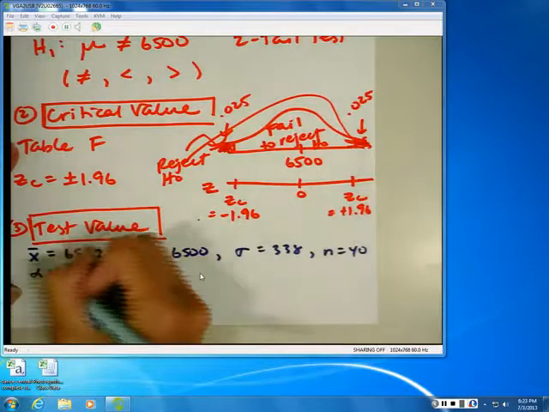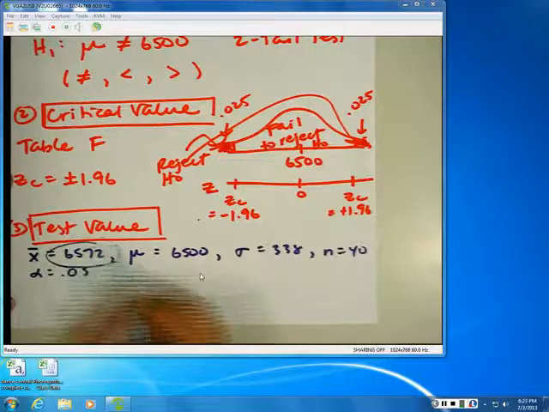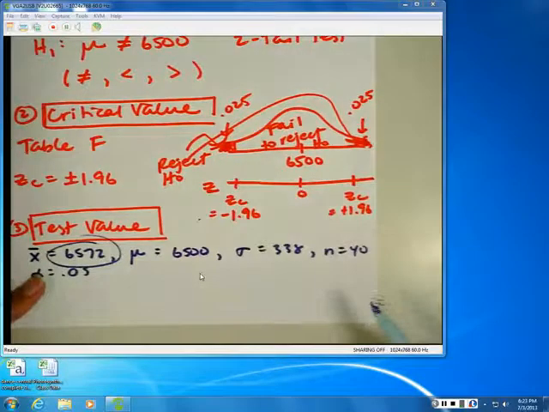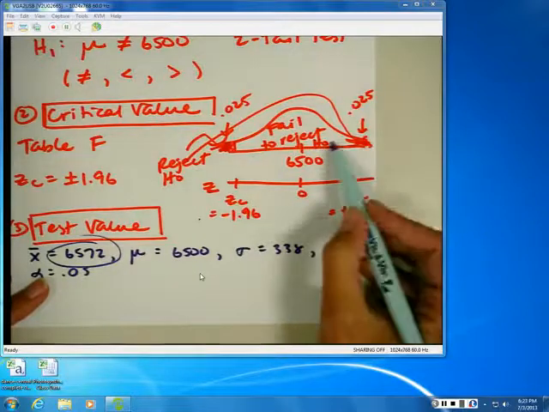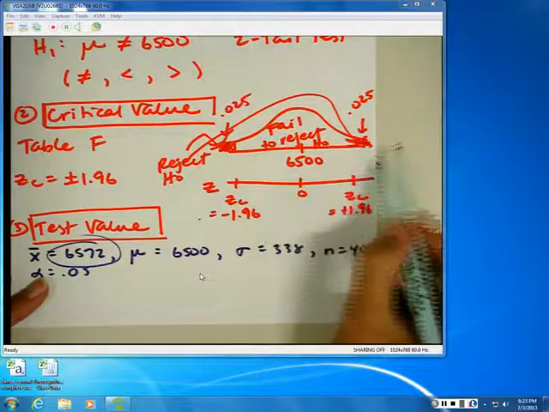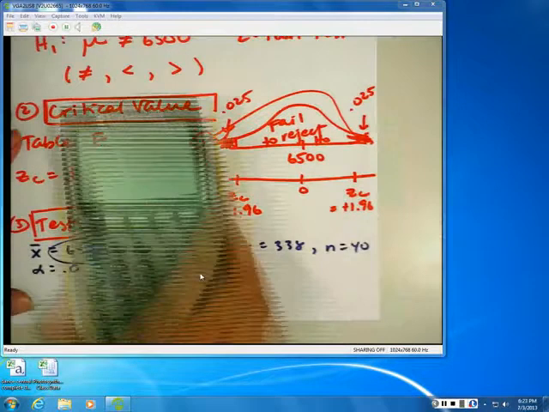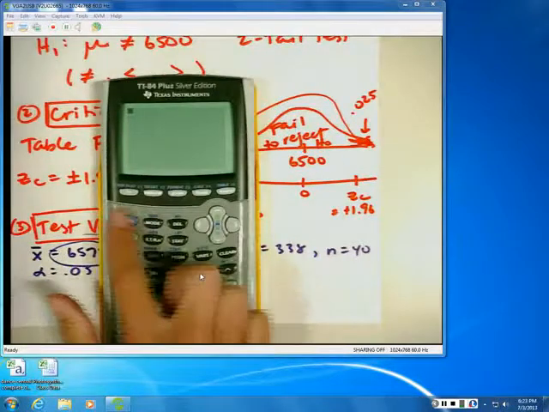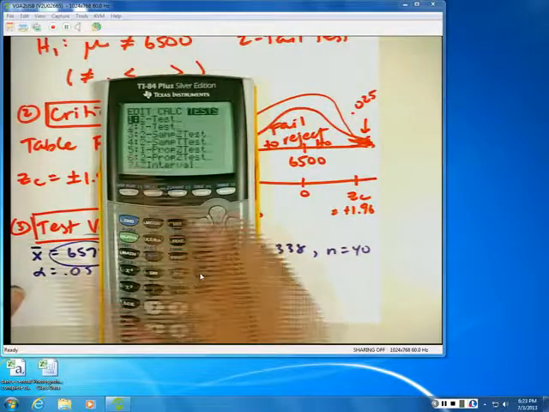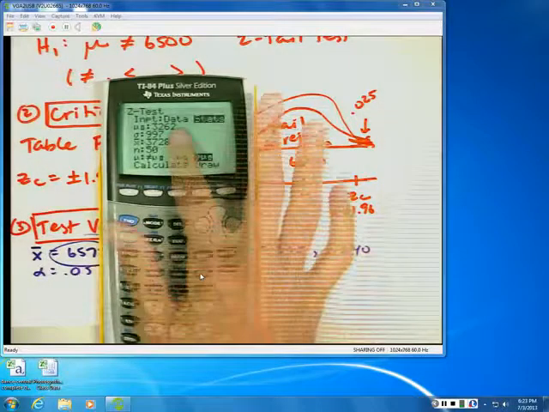Alpha is 0.05. So we're looking to see what the z-score is for 6572. I know it's over here somewhere. I want to know if it's going to be in the fail to reject region or in the rejection region. I'm going to use both calculators to type this in. So here I am. I'm going to go to stat, tests. I use the first test. I don't have data. That would be like individual home values, and I don't have that.